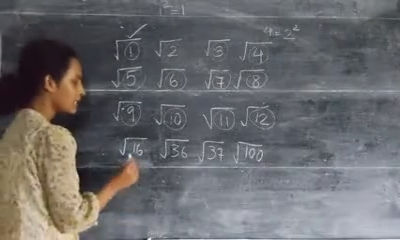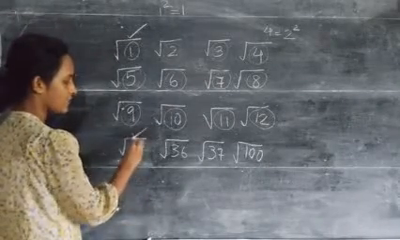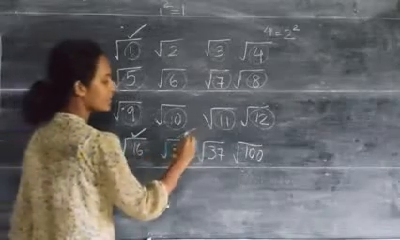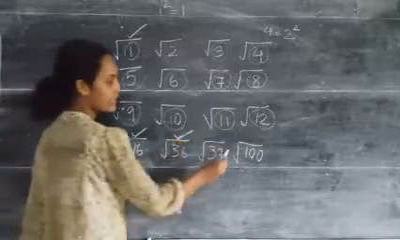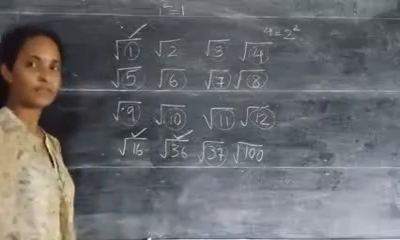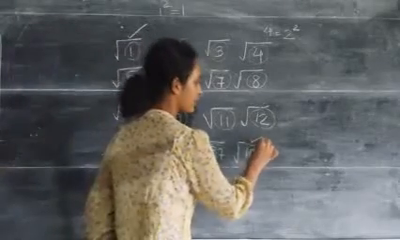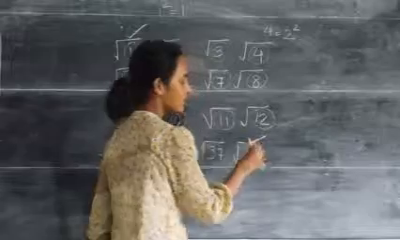Now look at this example. 16, is it a perfect square? Yes, it is a perfect square. 36, is it a perfect square? Yes, it is a perfect square. 37, is it a perfect square? No, it is not a perfect square. 100, is it a perfect square? Yes, it is a perfect square.